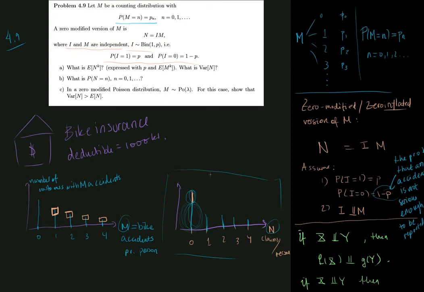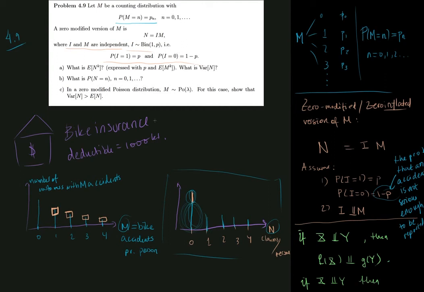Anyways, in part C, we're asked to show that for the zero-inflated version of M, so for N, the variance exceeds the mean. That is, we're asked to show that there is a greater variance than in the case of the Poisson distribution, where the variance is equal to the mean.